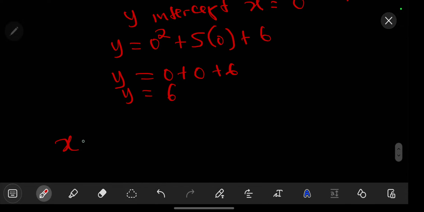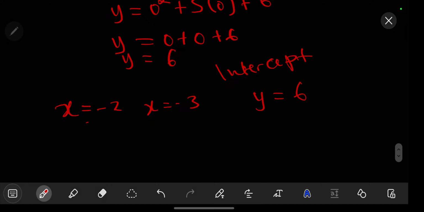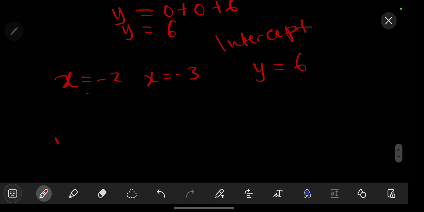So we have found our x to be negative 2, our other x to be negative 3, and the y-intercept is equal to 6. So we have the intercepts. Now the only value that we need is the turning point. The turning point, x, is given by x equal to negative b over 2a.